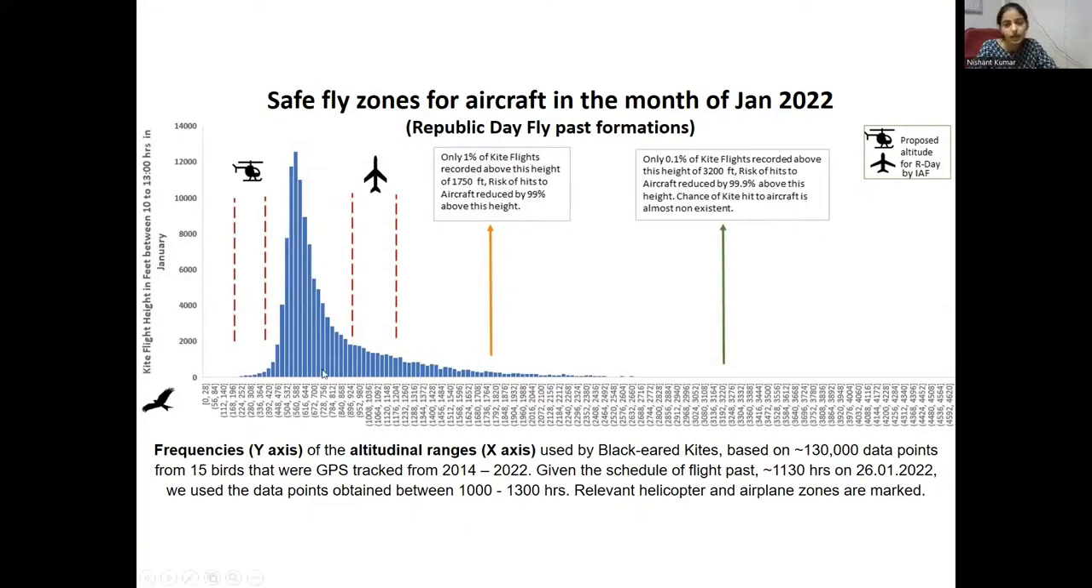So this year we analyzed the data for both subspecies for the month of January. We plotted a risk map to show at which heights the risks are maximum and at which heights they are minimum, so that the Indian Air Force and the pilots can be better prepared for their flight formations. Thus, telemetry is a great tool not only to understand movement patterns and ecology for conservation purposes, but also to mitigate conflict based on their behavior.